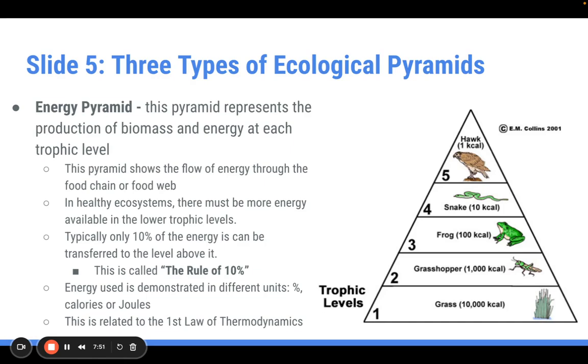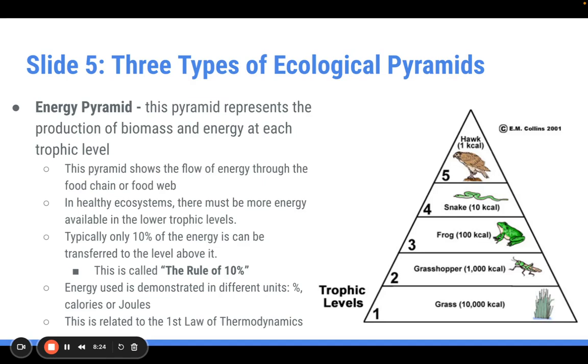Now, because only 10% of all energy moves up each trophic level, there's less energy available at the highest trophic levels. This is why there are less organisms at the top of the pyramid of numbers, and therefore less at the top of the biomass pyramid. This also explains why apex predators like wolves, killer whales, and the various species of big cats require such a large habitat. They each need a large amount of space to obtain all the necessary energy to survive, because they are at the top of the food chain.